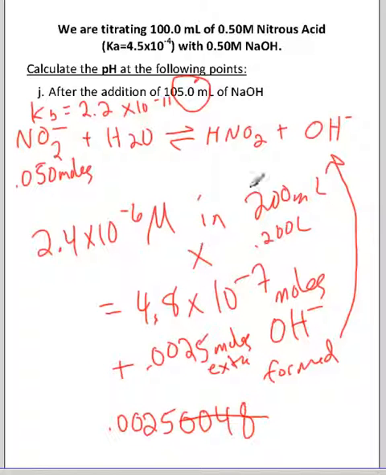So why worry about accounting for the OH that's formed from here? Because it's an insignificant amount, a very tiny amount. It's this amount right there. It's so tiny compared to the 0.0025 moles just from the 5 extra milliliters that it doesn't make a difference.